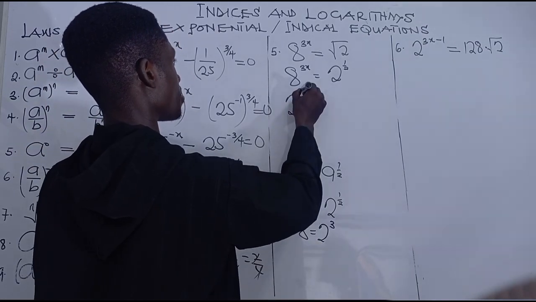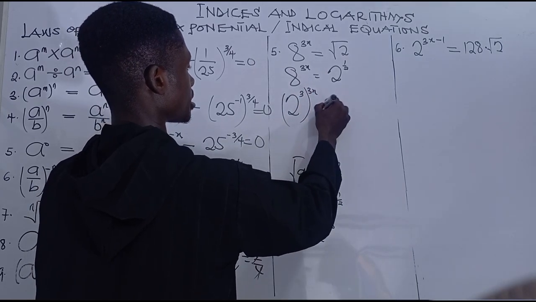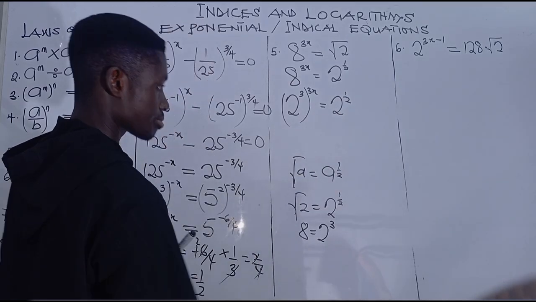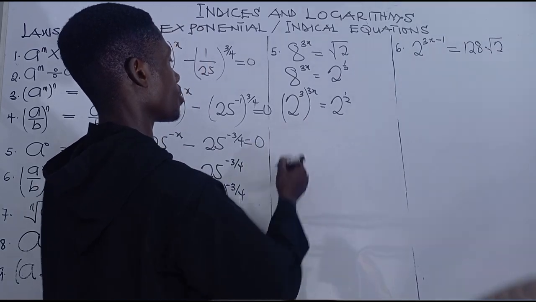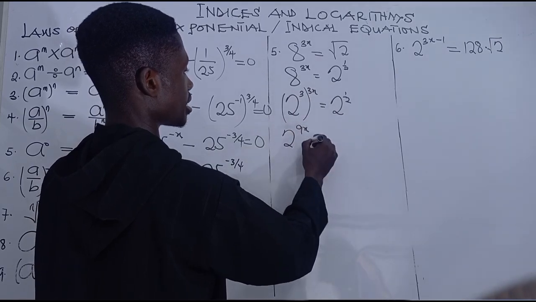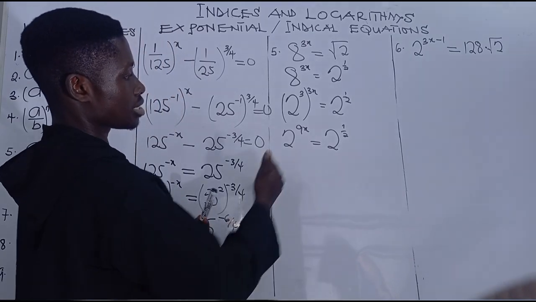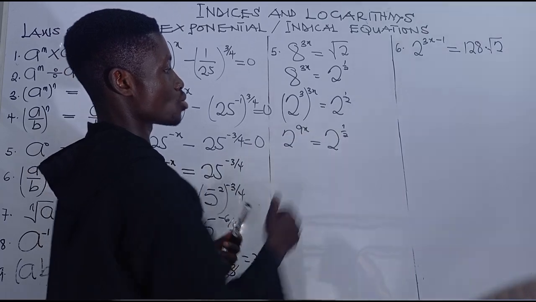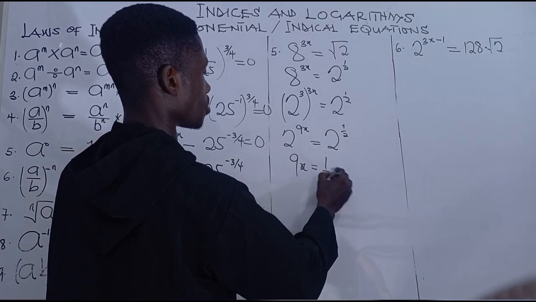So we have 2 raised to the power 3, and then we have our 3x is equal to 2 raised to the power half. From here, applying the power law, we'll be having 2 raised to the power 3 times 3x, which gives us 9x, is equal to 2 raised to the power half. Now, since the bases on the left hand side and the right hand side are equal, we are just going to equate their exponents. So we have 9x is equal to 1 over 2.